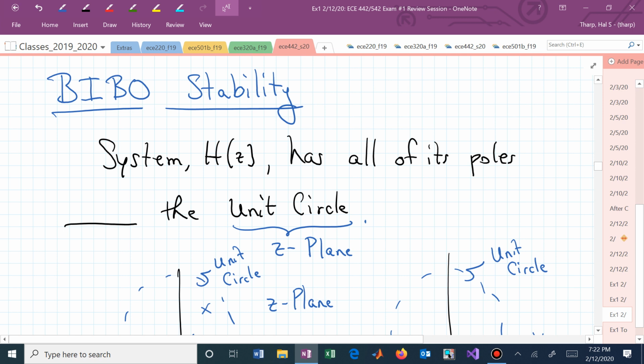BIBO stable. Bounded input, bounded output stability. The system, H of Z, for it to be bounded input, bounded output stable, has all of its poles blank the unit circle. I feel like I'm on a game show. Jeopardy. I'm not going to pay you for answering this, but do you remember, or what is your answer? Inside the unit circle.